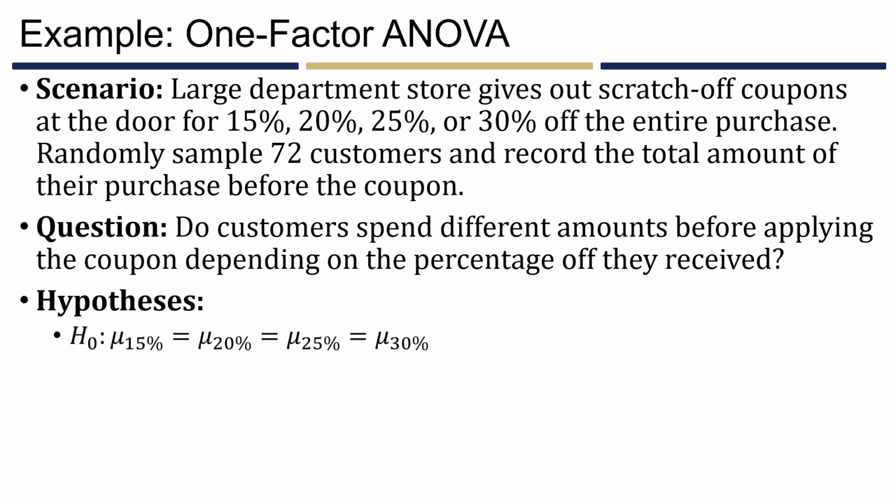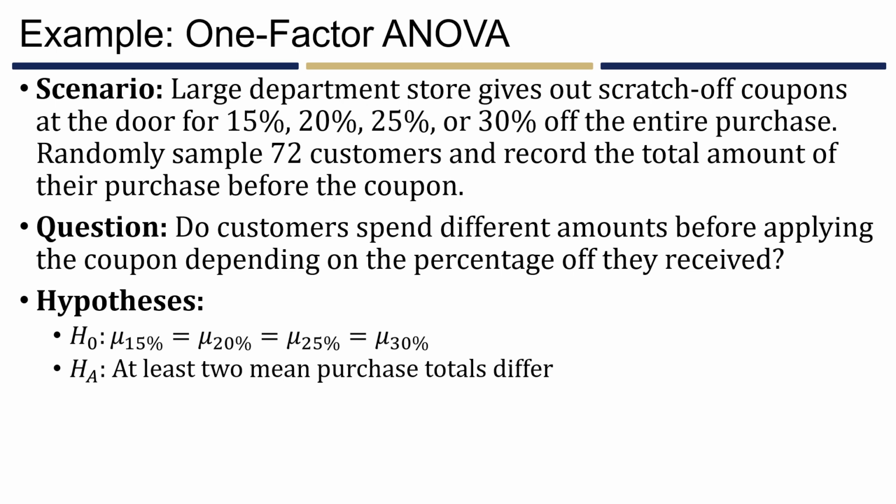So our null hypothesis here is that our four population means are all simultaneously equal to one another. The average that someone spends who has a 15% off coupon is equal to the average that someone would spend with a 20% off coupon, which is equal to 25%, which is also equal to 30%. The alternative hypothesis here is that at least two of our mean purchase totals are significantly different. Now, rather than going through all of the conditions, let's just assume that they all hold for this situation.